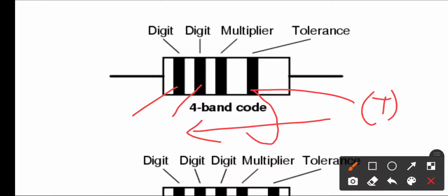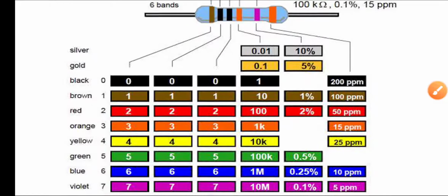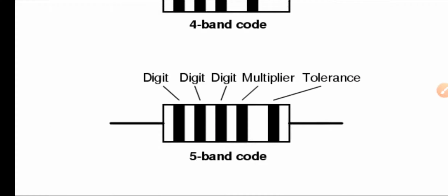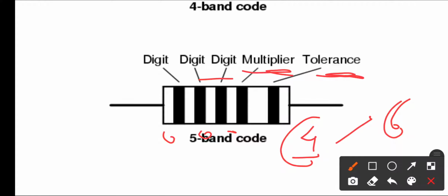Then after the tolerance, there is one band that is the multiplier, like 10 raised to power 2, 10 raised to power 3, whichever color is given on the resistor. By seeing that color, you have to multiply the digits. Then before the multiplier, all the bands are digit bands that you have to write down as they are. Suppose the first band is black, and black represents 0, so we write 0 0 0. Maximum 4 or 5 band resistors are used, and at most a 6 band is given. Last band tolerance, then multiplier, then the digits.